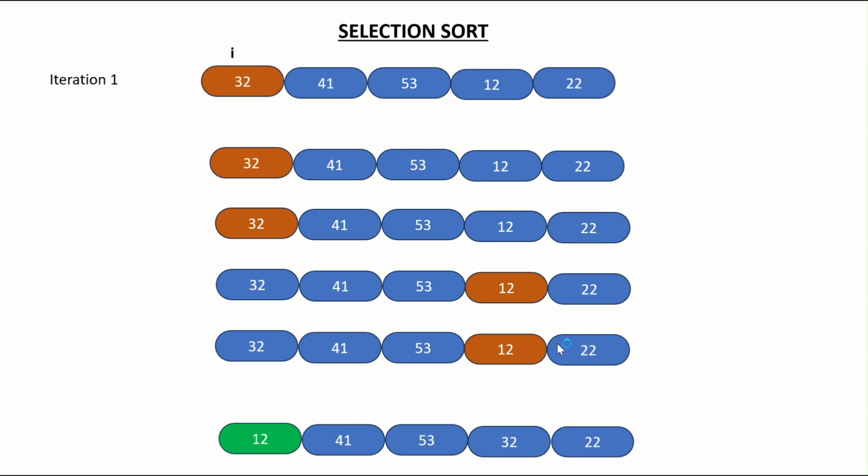At the end of all the checkings, checking with all the numbers, we see that 12 is the minimum element and it shifts to the ith position. The ith position is the first element. So 12 occupies the first position. Green color means it is sorted, blue color is the unsorted array. So at the end of the first iteration, the smallest number has occupied the first position. Now let's move on to the second iteration.